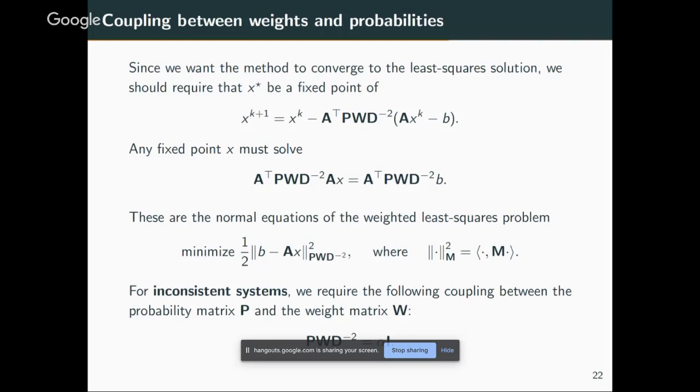Yes, that's a good point. We choose the matrix P and the matrix W. Those are both parameters that you feed into the model. And then the matrix D is a diagonal matrix with the norms of the rows of A. So we don't have control over D, but we do control the matrices P and W.